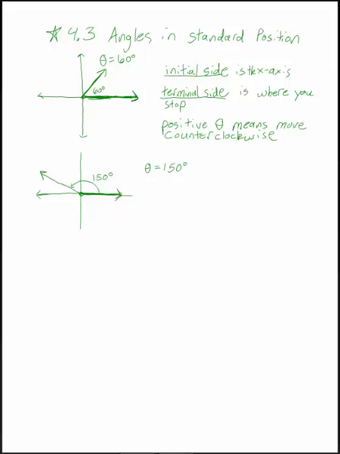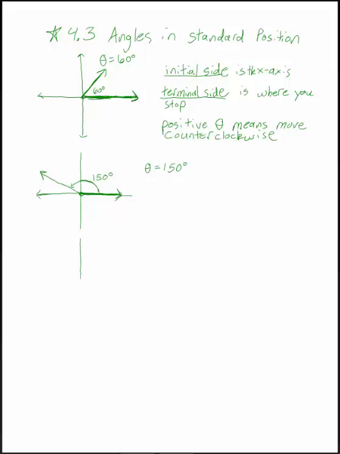Notice, starting from the initial side of the x-axis, going up to the y-axis, that's 90 degrees. And I'm not going to make it all the way back down to the x-axis pointing in the negative direction, because that would be 180 degrees. So I know if I'm going more than 90 degrees but less than 180 degrees, I'm going to wind up with my terminal side in quadrant 2.